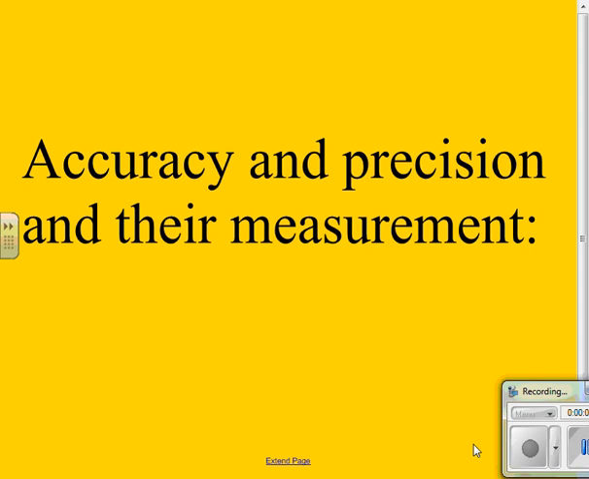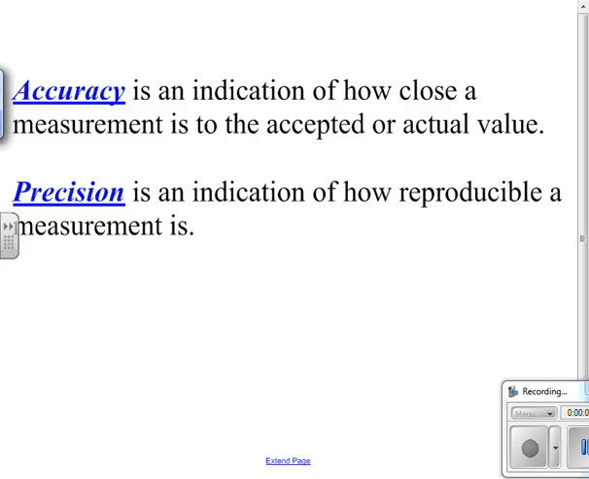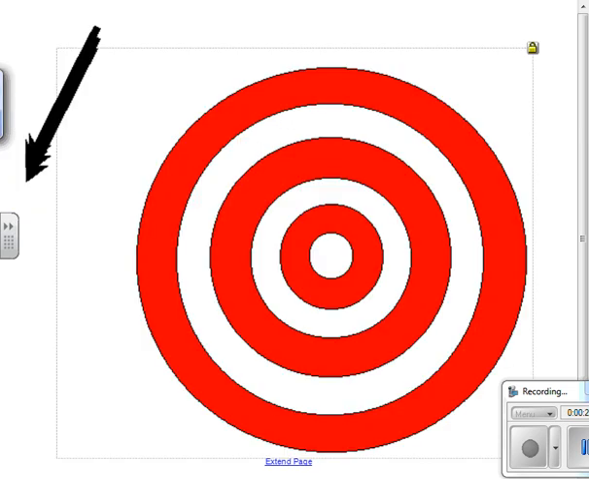This lesson is on accuracy and precision and their measurement. First off, definitions. Accuracy is an indication of how close a measurement is to the accepted or actual value, and precision is an indication of how reproducible a particular measurement is. We can use a target to illustrate the difference between accuracy and precision.